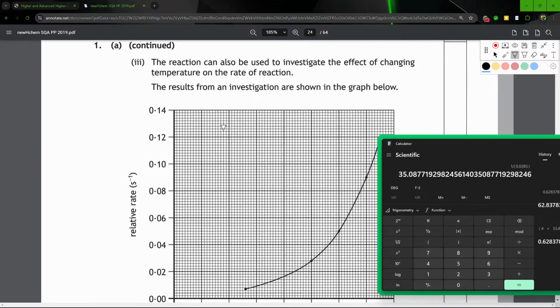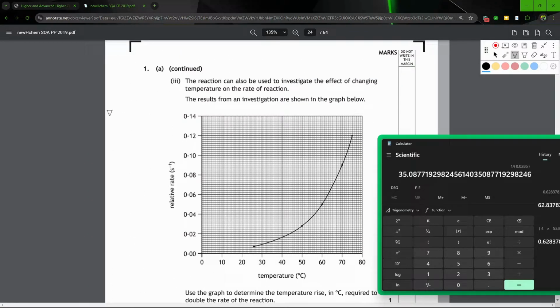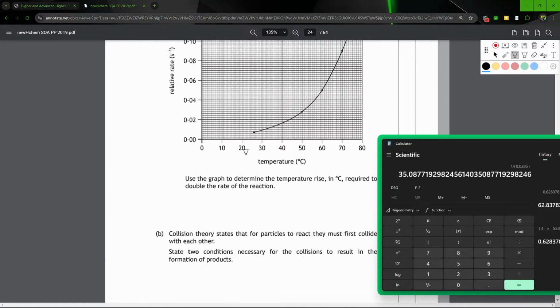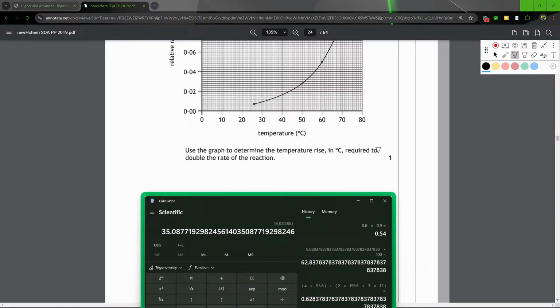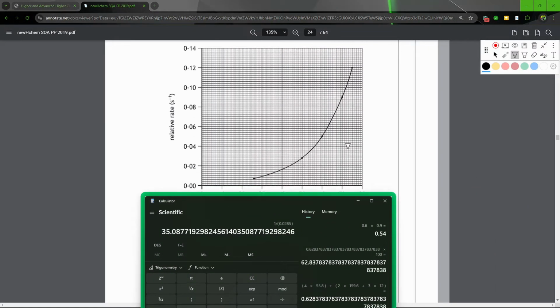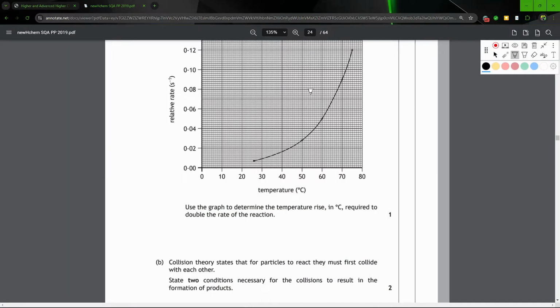Splendid. We'll go on to the 3. The reaction can also be used to investigate the effect of changing temperature on the rate of reaction. The results from the investigation are shown in the graph below. Use the graph to determine the temperature rise in degrees Celsius required to double the rate of reaction. So what we want to do here is find a doubling, right?